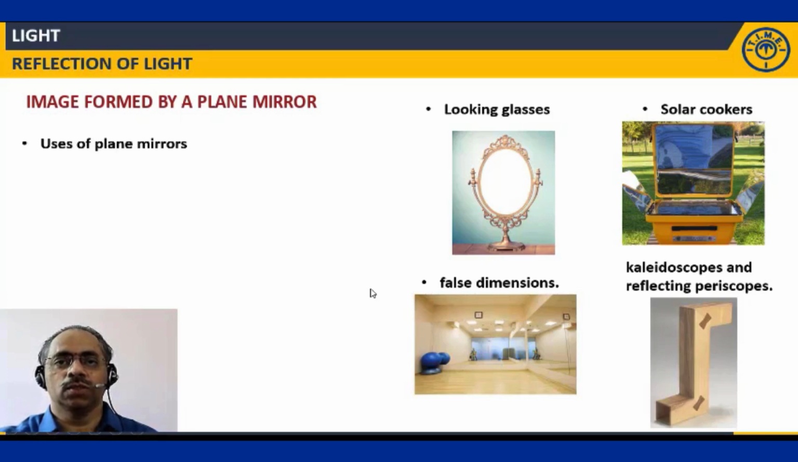Clear? So far we have discussed reflection, types of reflection, images formed by plane mirrors and their characteristics, and the uses of it. I hope these things are clear to you.